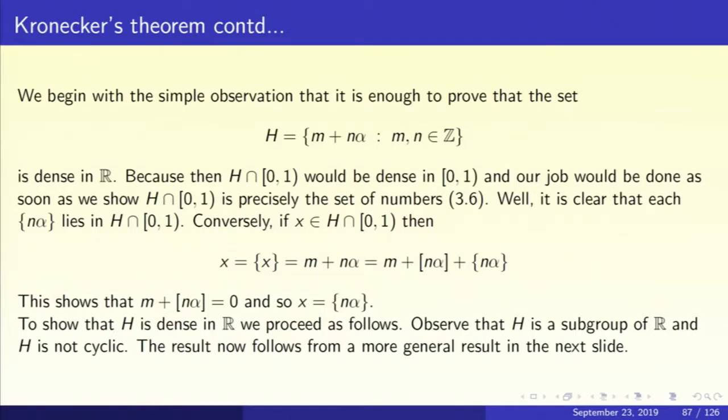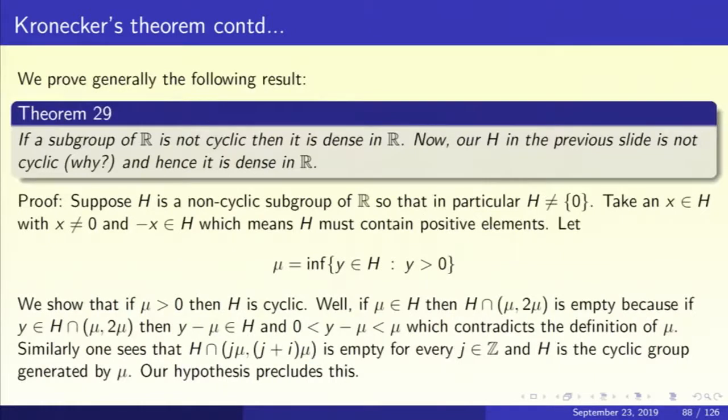Now the result will follow from a general result in the next slide. So suppose you got a subgroup of R which is not cyclic, then that subgroup must be dense in R. Since H is not cyclic, H must be dense in R and our job is done. Okay, let's go to the proof.